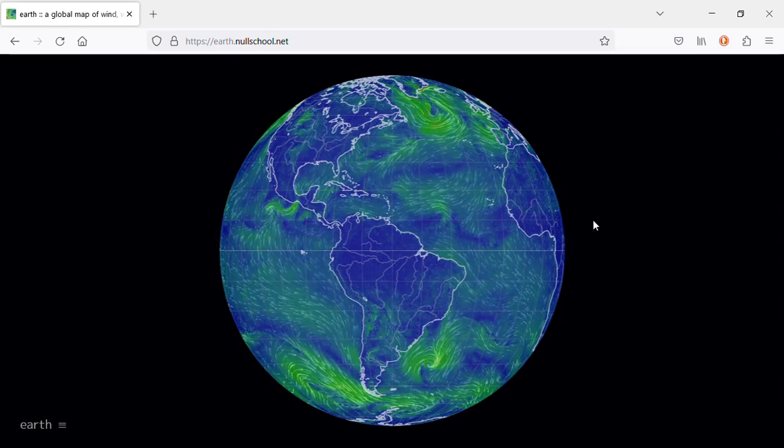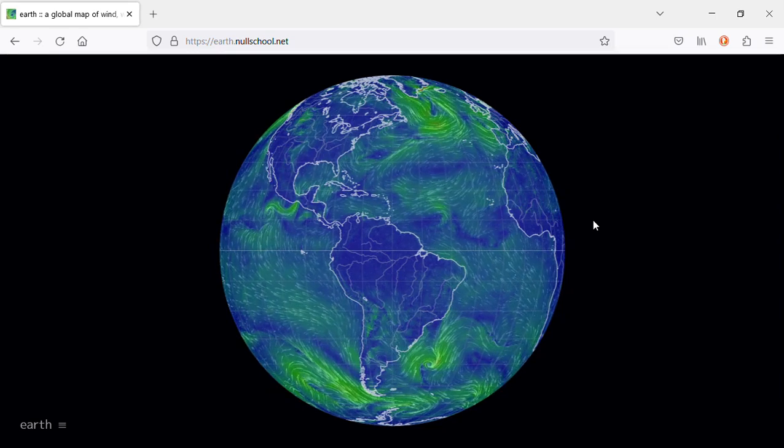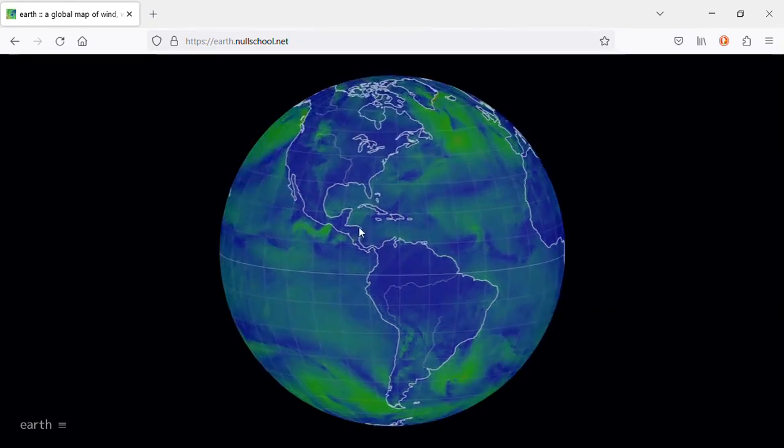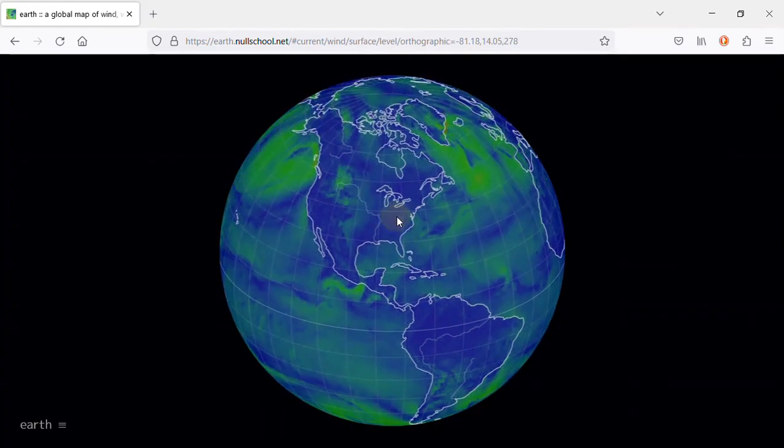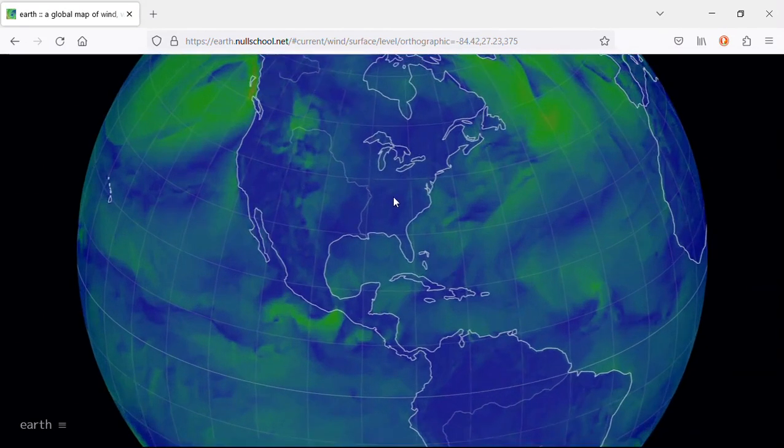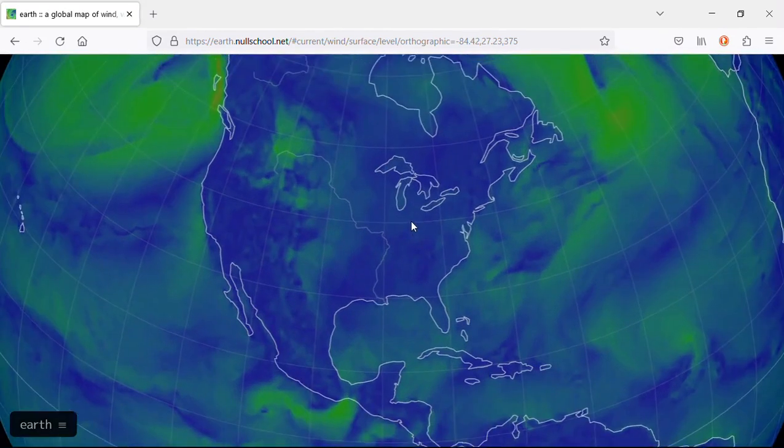This here's from the earth.nullschool.net page. Really cool site, shows current conditions, but even better, we can see past conditions as well. So I'm going to go ahead and zoom in to Indiana.